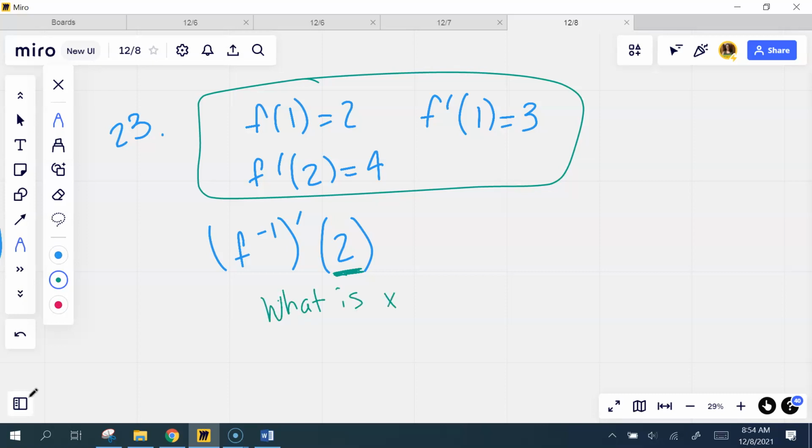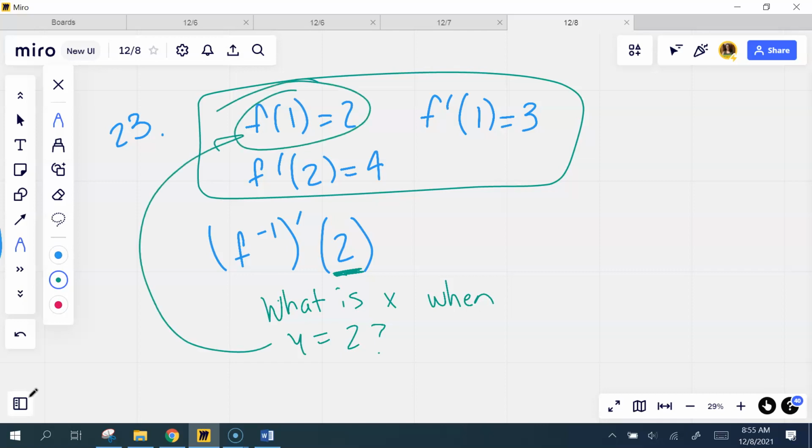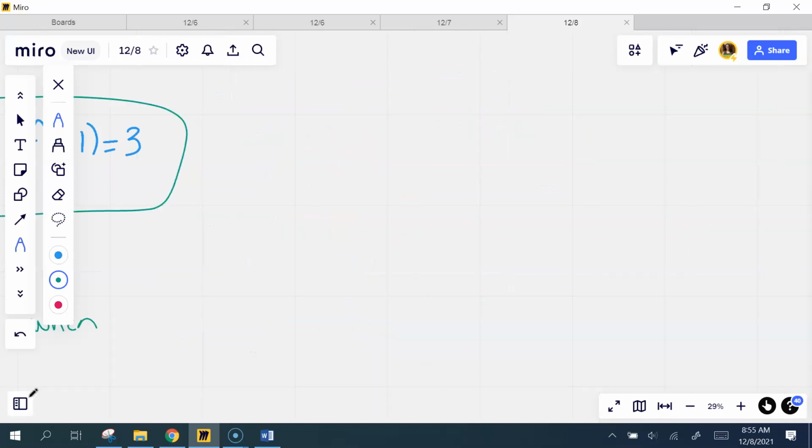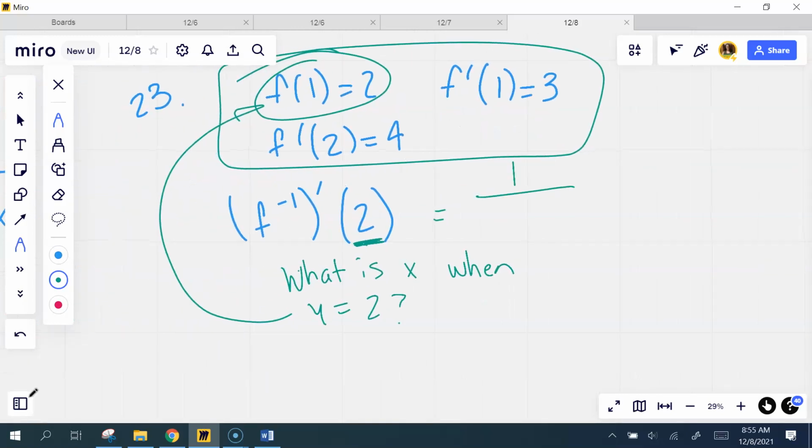x is 1 when y is 2. I know that because f of 1 equals 2. So this is going to be 1 over the derivative at 1. That's 1 over 3. Little formula: it's one over f prime of 1, and this is 3, so it's 1 over 3.